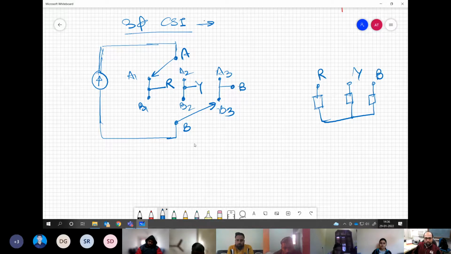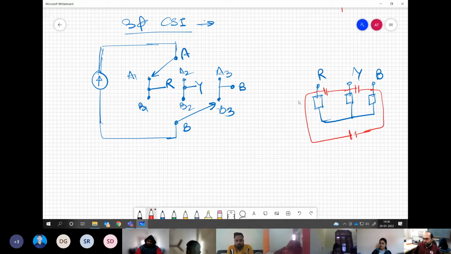Are you able to see this? Yes, sir. And to avoid any switching ripples and other unnecessary noise, we can connect some capacitor between all three phases, making it a little bit voltage stiff. Okay. Is that clear to all of you?